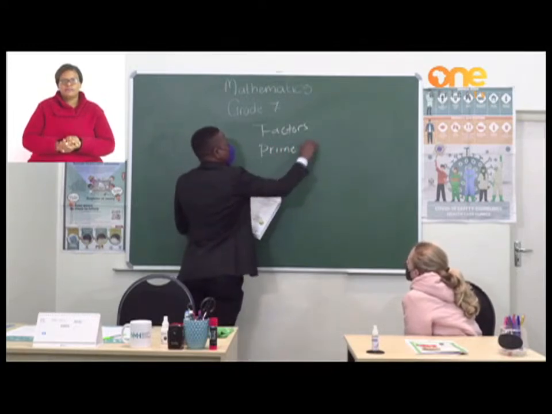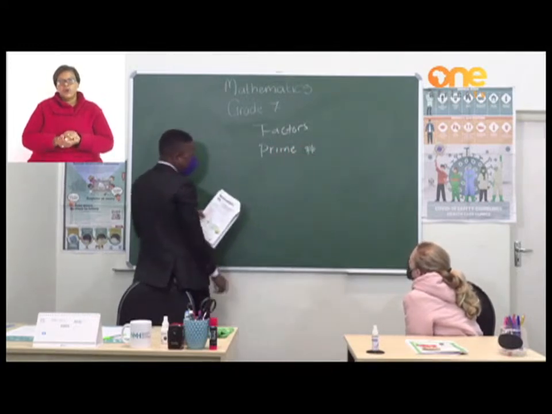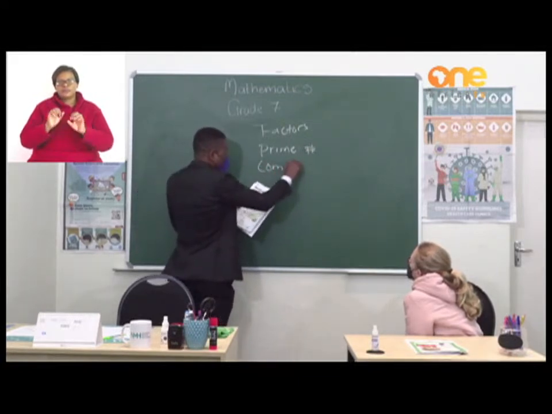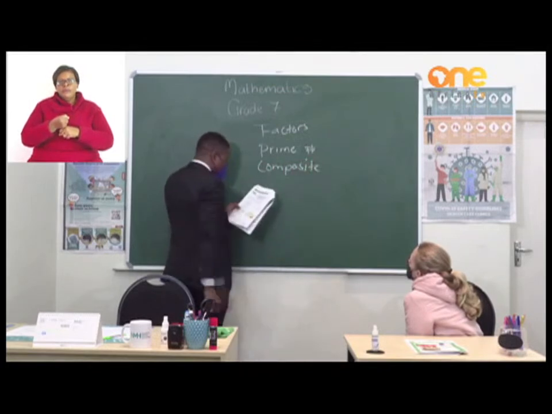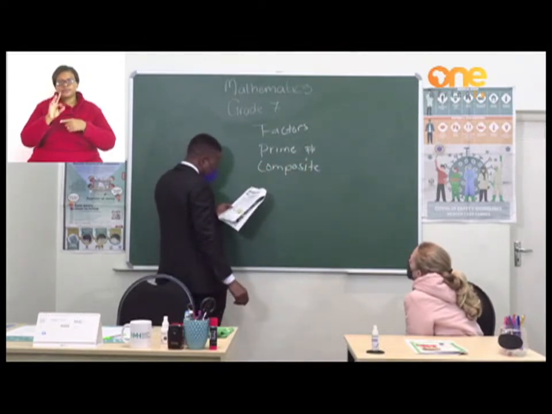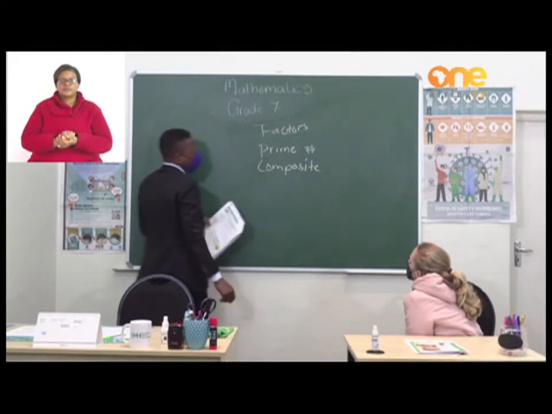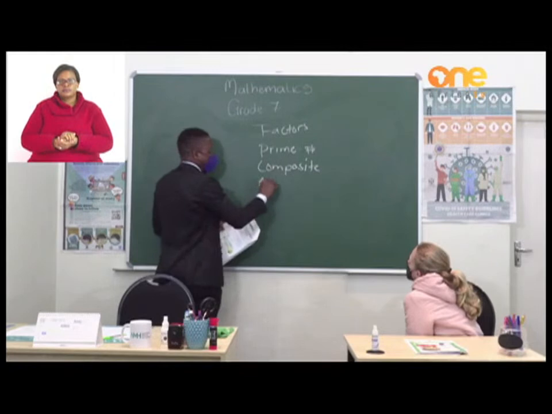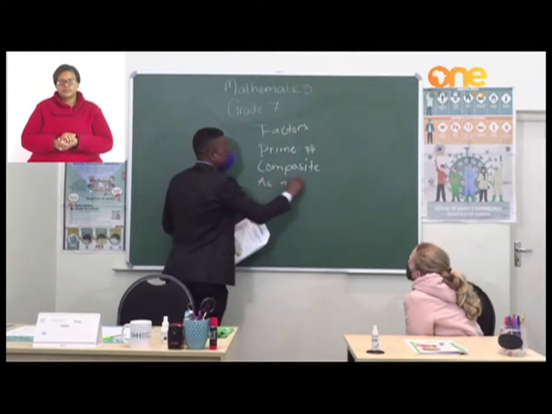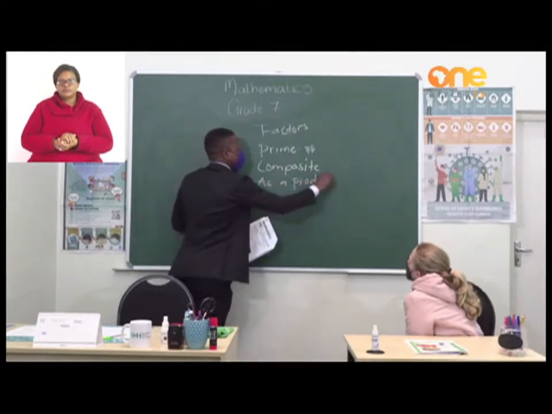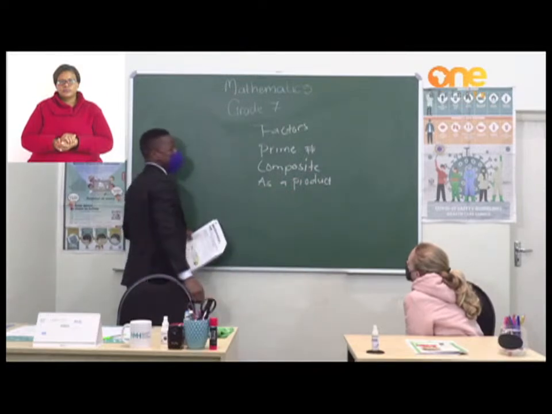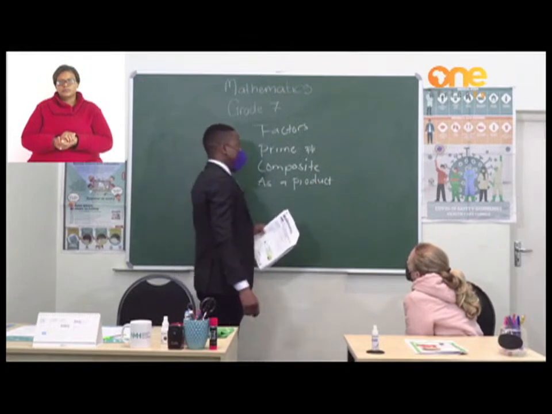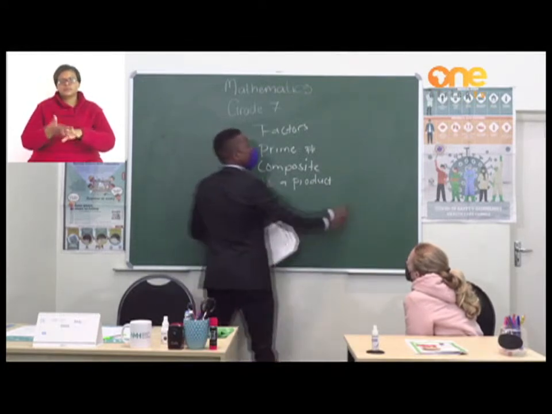Prime numbers. We have composite numbers. And the last one is to write as a product of its prime factors. So I have to give an example of 12.